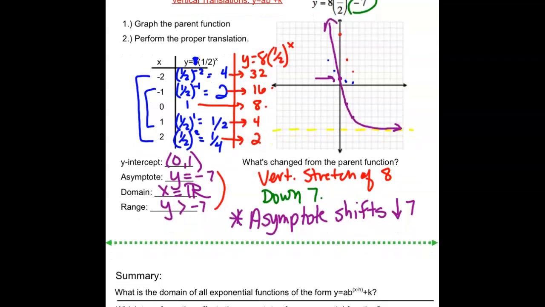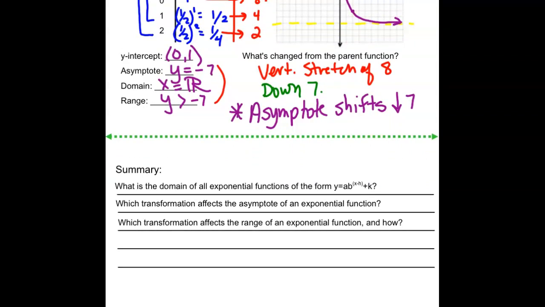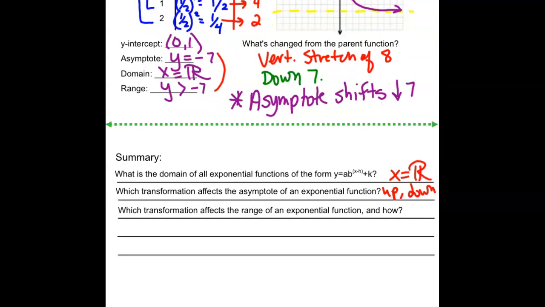All right. So what is the domain of all exponential functions of this form? Remember, our domain is all real numbers. Which transformations affect the asymptote of an exponential function? The only thing that's going to change the asymptote is a vertical shift up and down. Any kind of up or down movement is going to move that asymptote as well. Which transformation affects the range and how? It is tied to the asymptote.